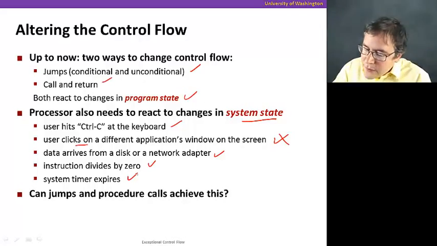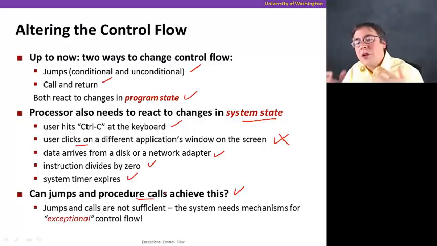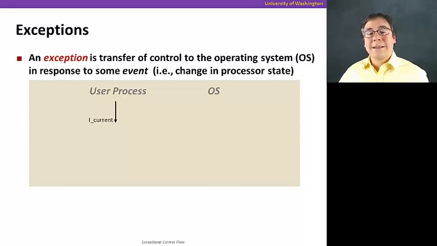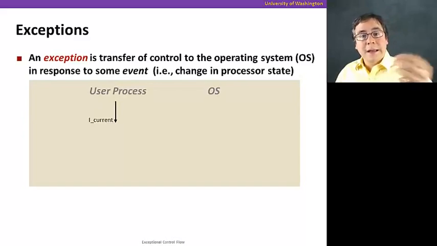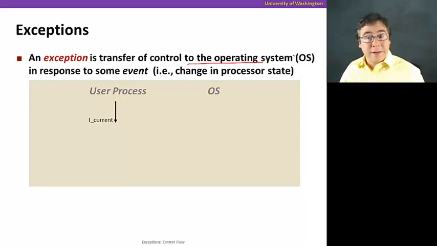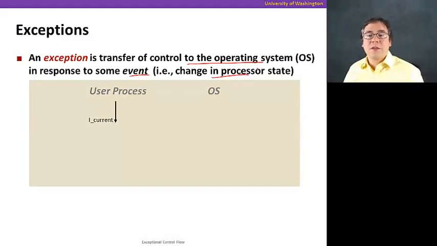But now the real question is, can jumps and procedure calls implement this? Well, they really can't, right? They're not sufficient. We need systems for exceptional control flow, for things that are not part of the program state. The way we implement exceptional control flow is by using what we call exceptions. An exception is a transfer of control to the operating system in response to some event, for example, some change in processor state.